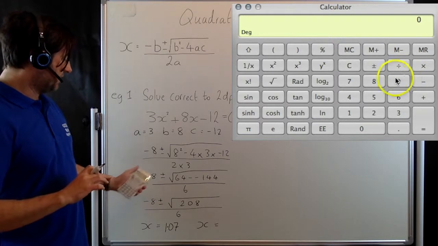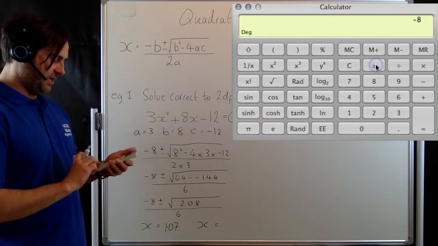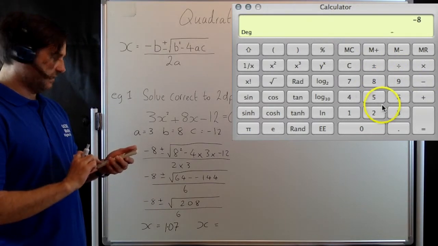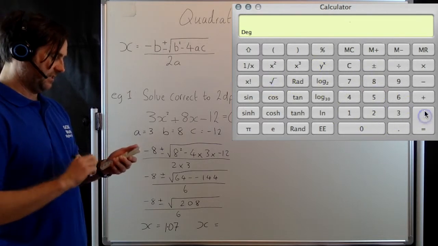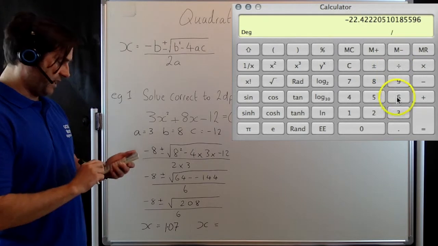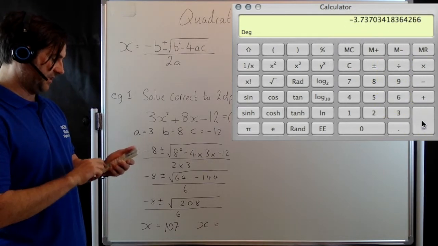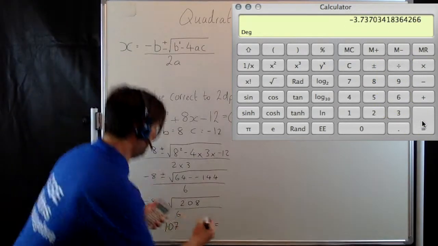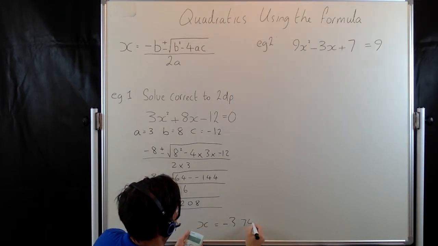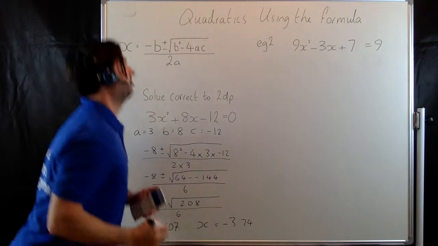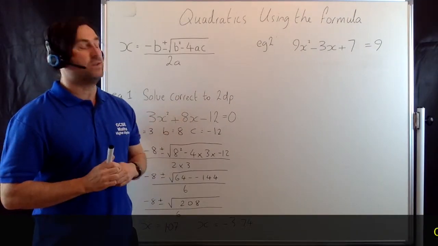Now we need to put in the negative. So minus 8, take away the square root of 208 equals, divide that by 6, and you get your answer negative 3.74. Okay, example 2 then.